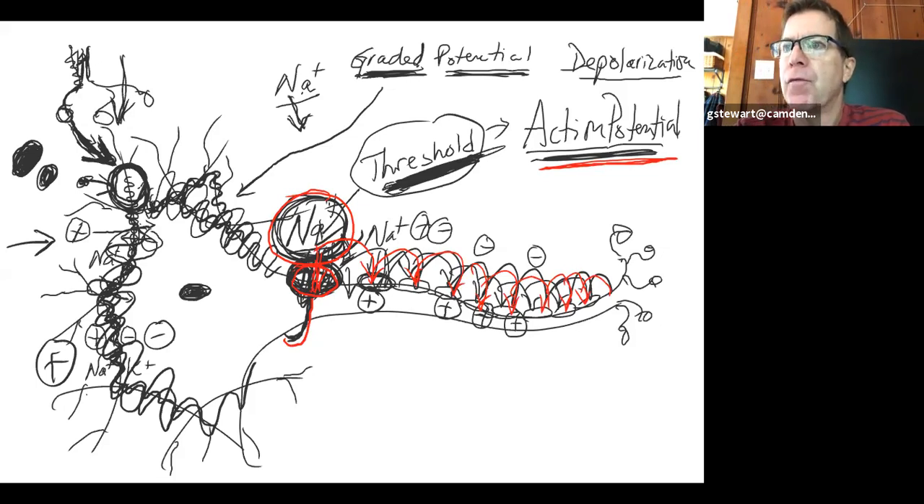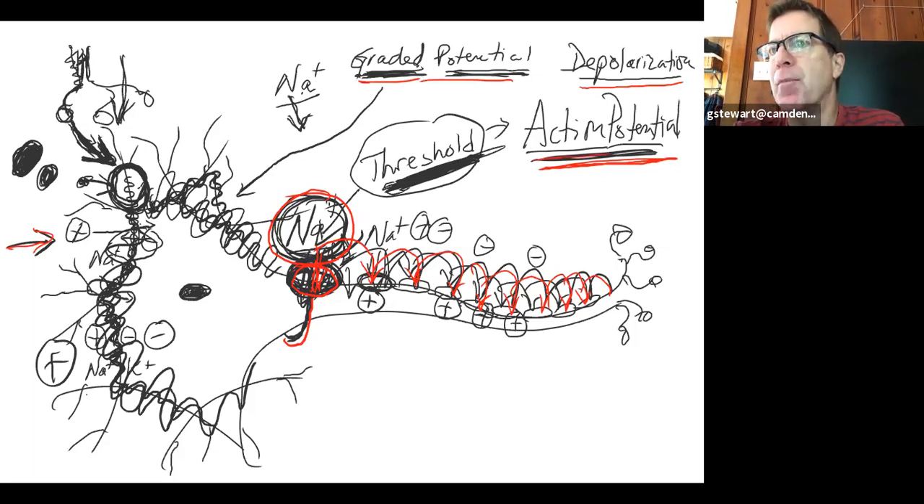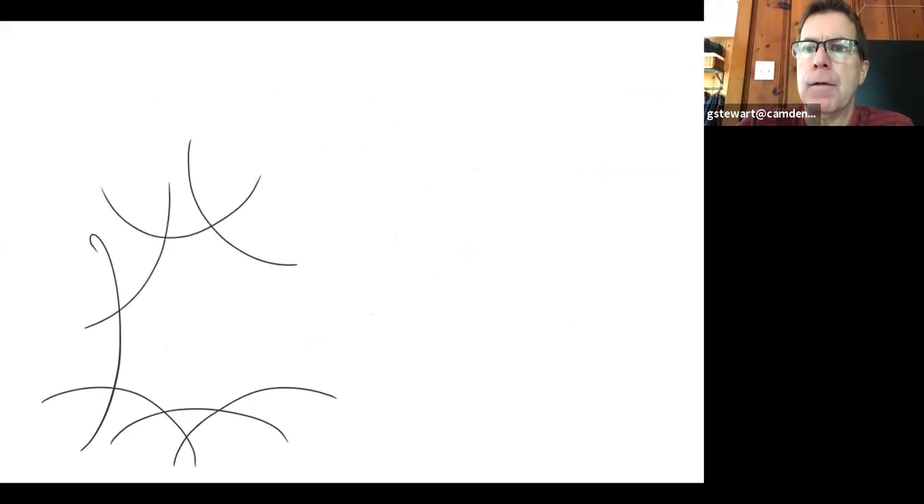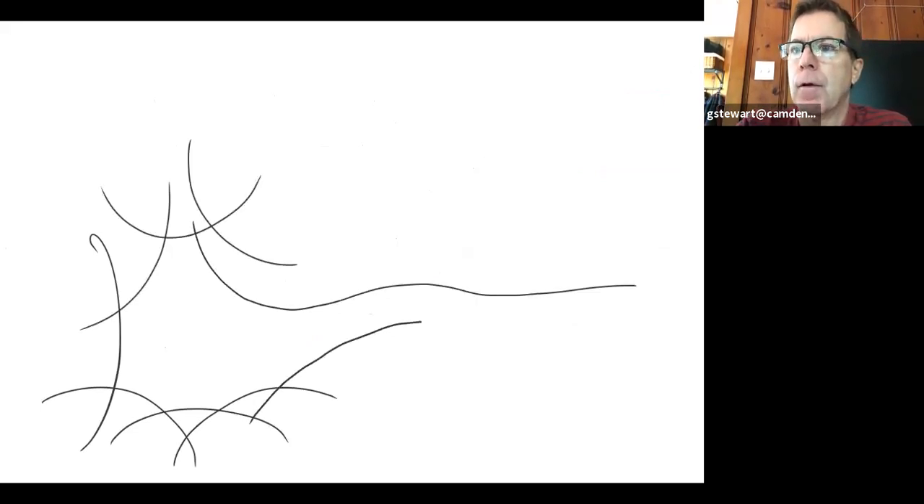So we've completed actually multiple steps. We've completed stimulus, we've completed graded potential, and we've now opened up and completed depolarization, the beginning of an action potential. I need to just layer over this to clean up my drawing. So I'm just going to quickly draw another neuron, and we're going to continue this story.